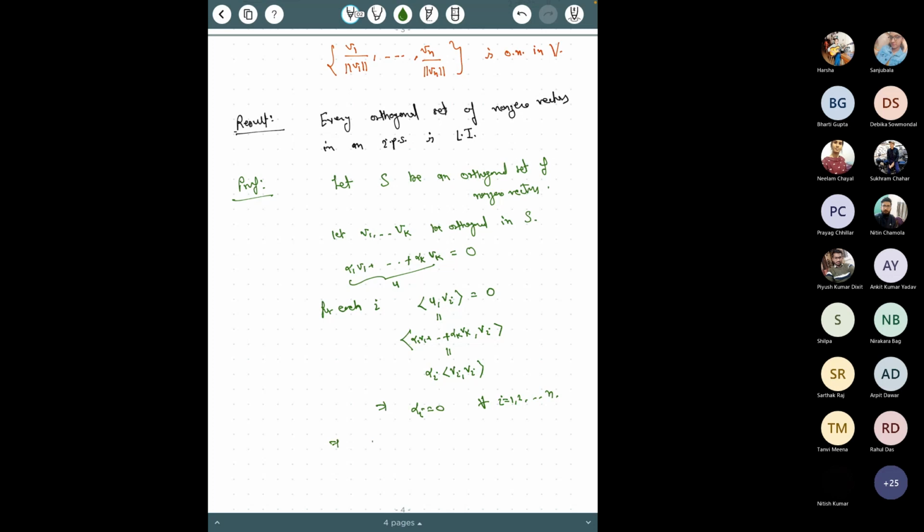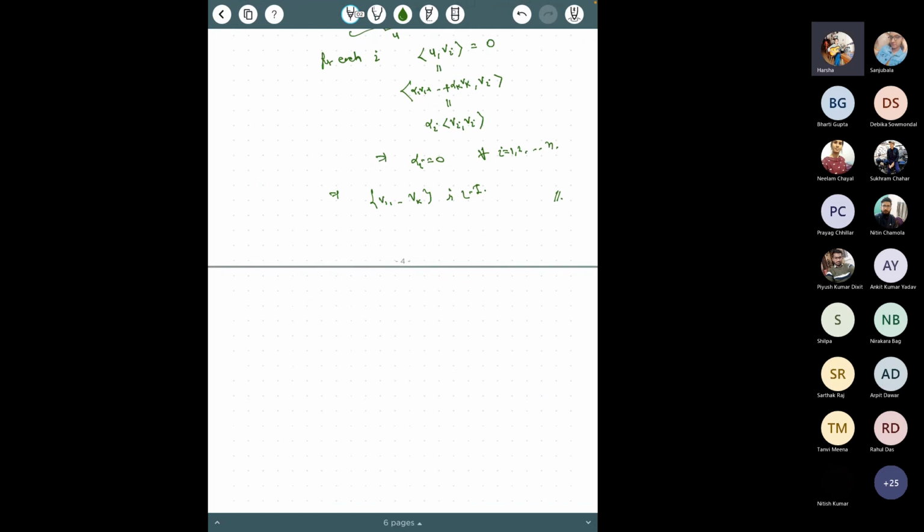So this implies that the set v1 to vk is linearly independent. But this is true for any finite set of vectors in S, and therefore S is linearly independent. So every orthogonal set of non-zero vectors in an inner product space is linearly independent.